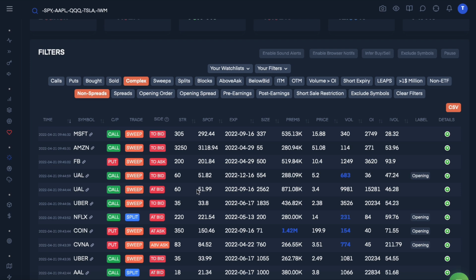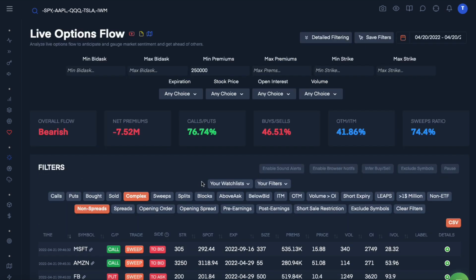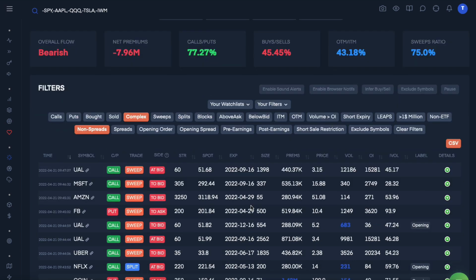Again, lots of red, so I don't like seeing that. And the set of filters that we have in front of us: 250K, complex and known spreads, and then I am skipping SPY, Apple, Tesla, stuff like that, because those get a lot of flow. So this view gets muddy because of all the flow that's coming in those names. So I want to exclude those.